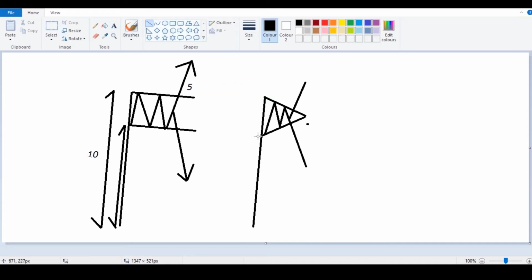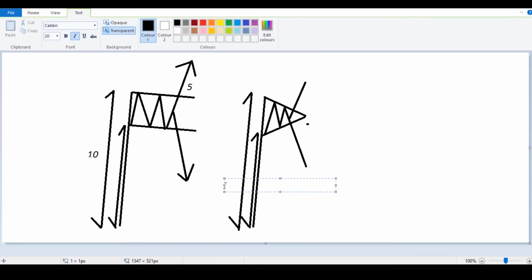Same thing with your pennant. It could be from the beginning of the pennant to the bottom of the pennant, the flagpole. Could also be from the top of the flagpole to the bottom of the flagpole. So if that is 10, either one of these distances, then we are to expect 5.